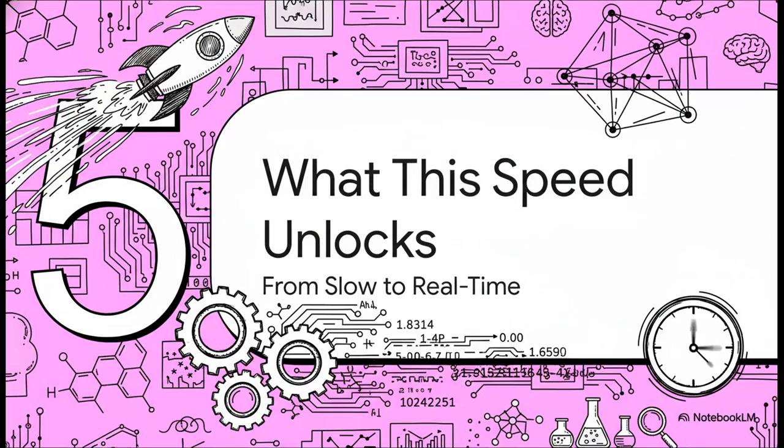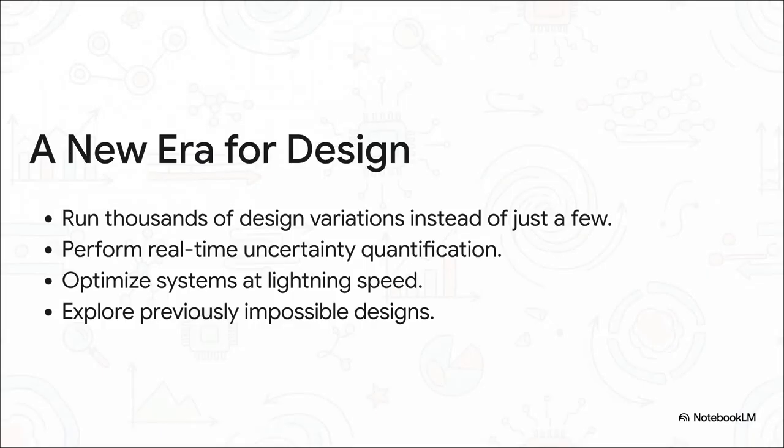So we've established it. The AI is fast and it's crazy accurate. But what does that really mean? What's the so what here for the engineers and scientists who actually work on these problems? What does this new speed truly unlock for them? The impact of this is just profound. It fundamentally changes the entire design process.